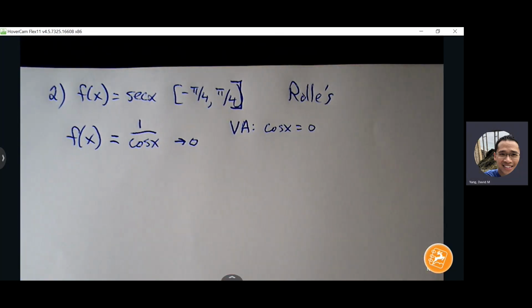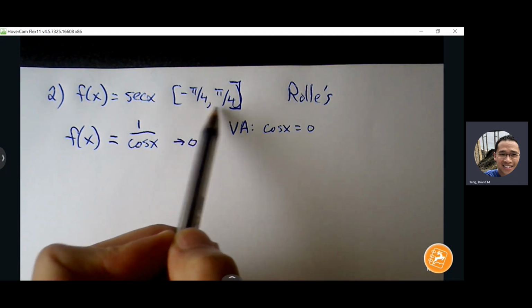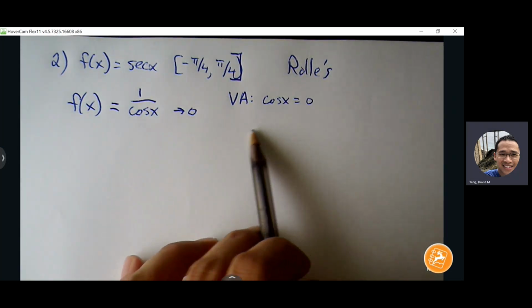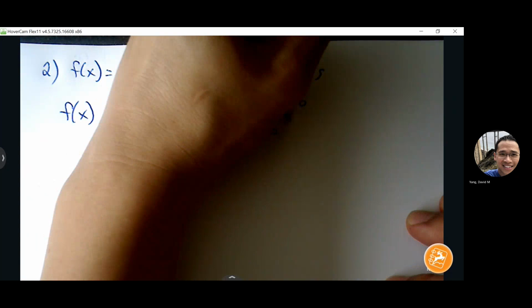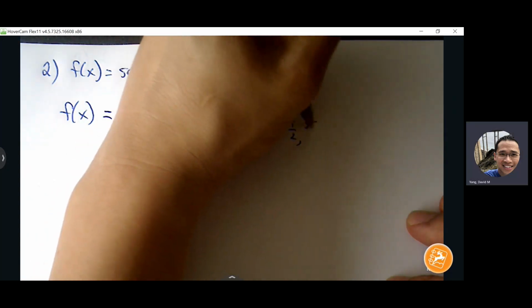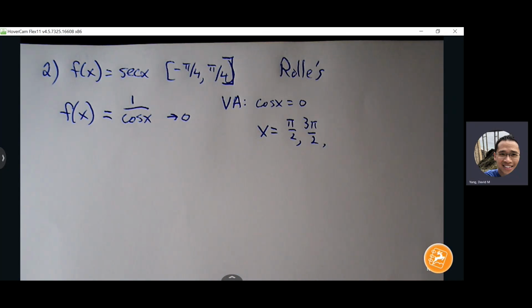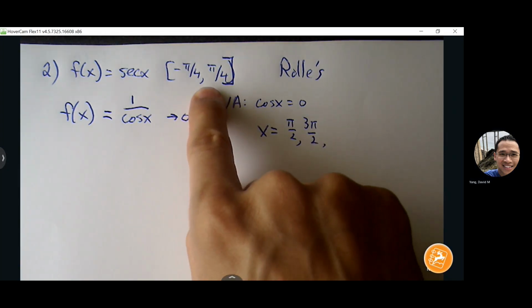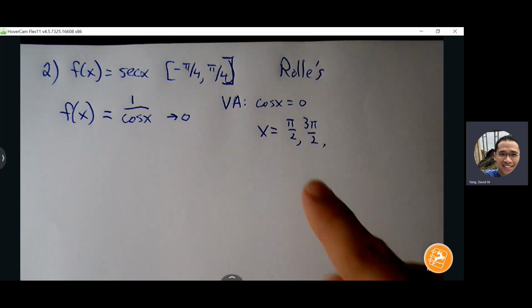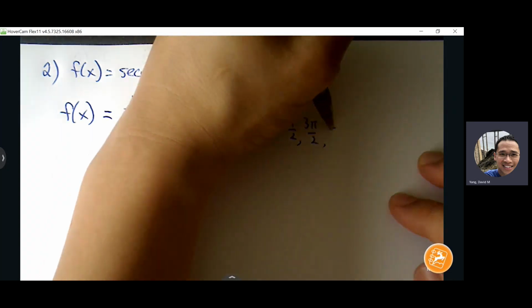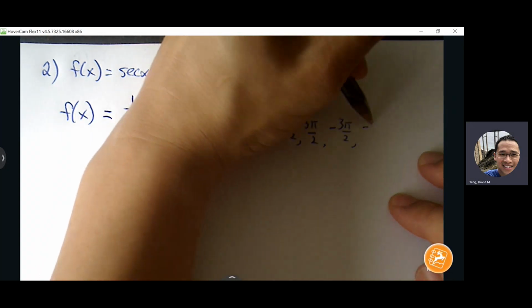So let's list out some places where cosine is 0 and see if those asymptotes interfere with the interval that we have in this problem. So where is cosine equal to 0? Pi over 2, 3 pi over 2. Not only that, notice that my domain is in the negative region. So I'm going to just call out some negative values as well. I'll subtract 2 pi from both of these. And so I'll get negative 3 pi over 2, and I'll get negative pi over 2.